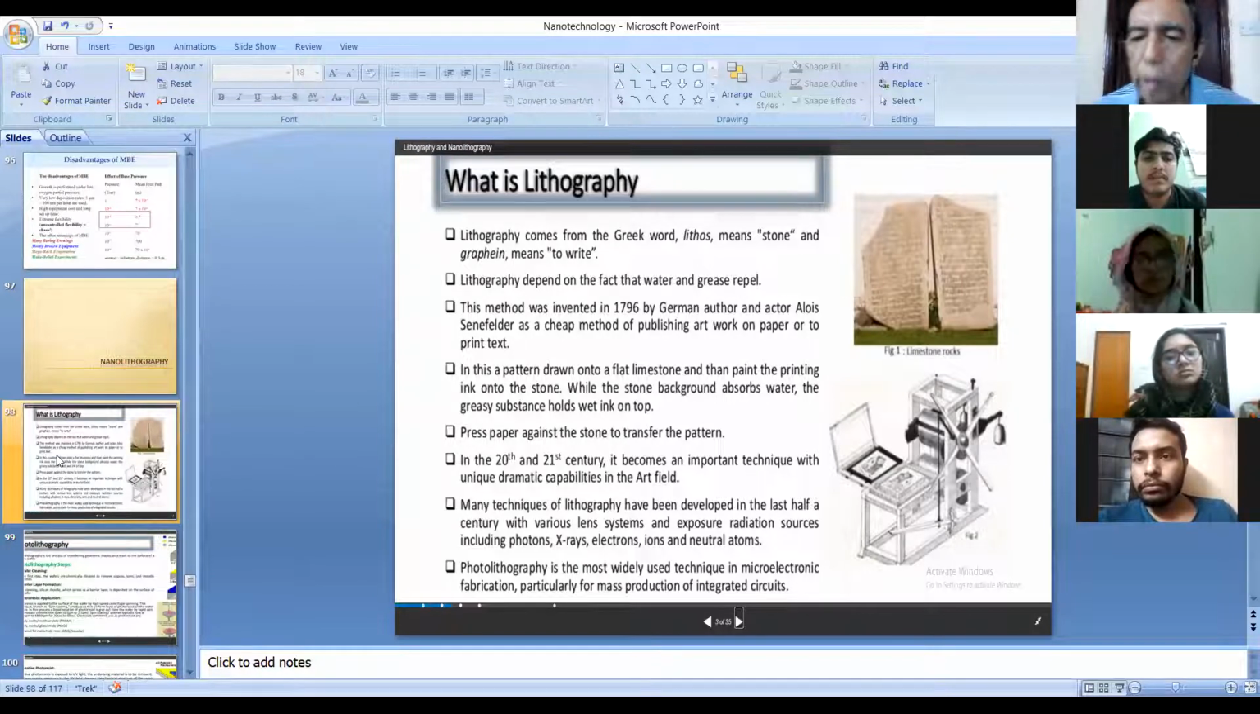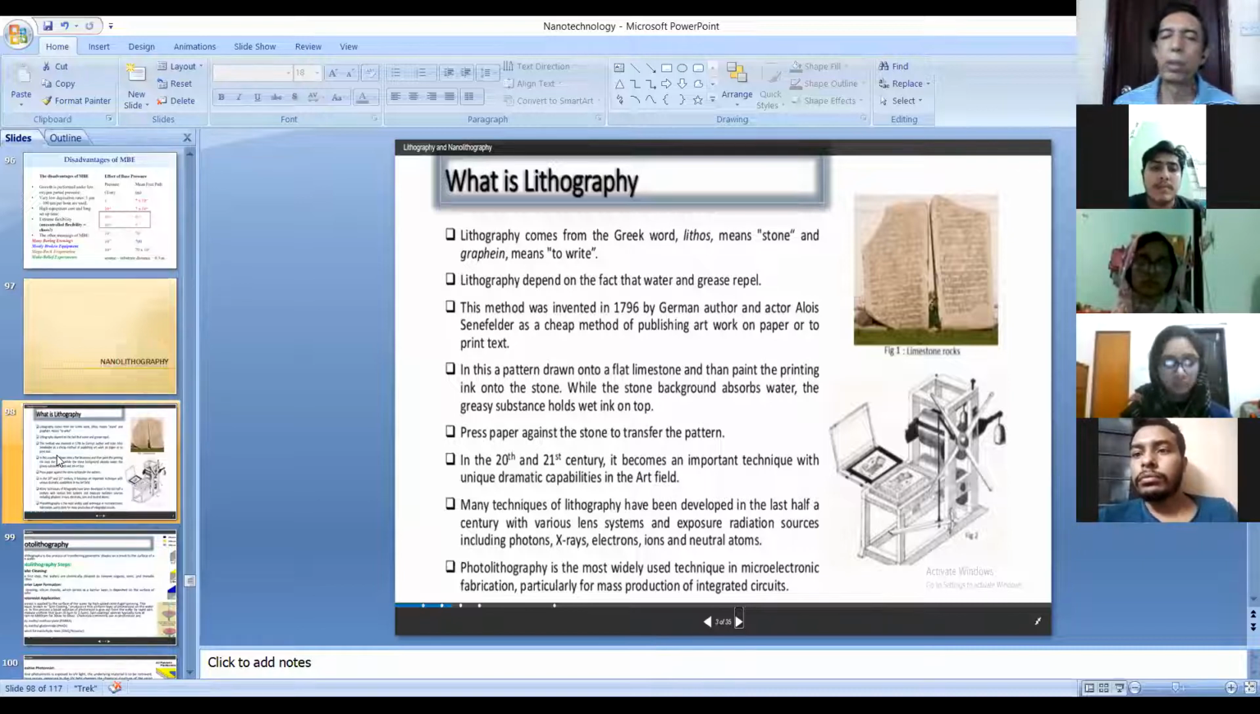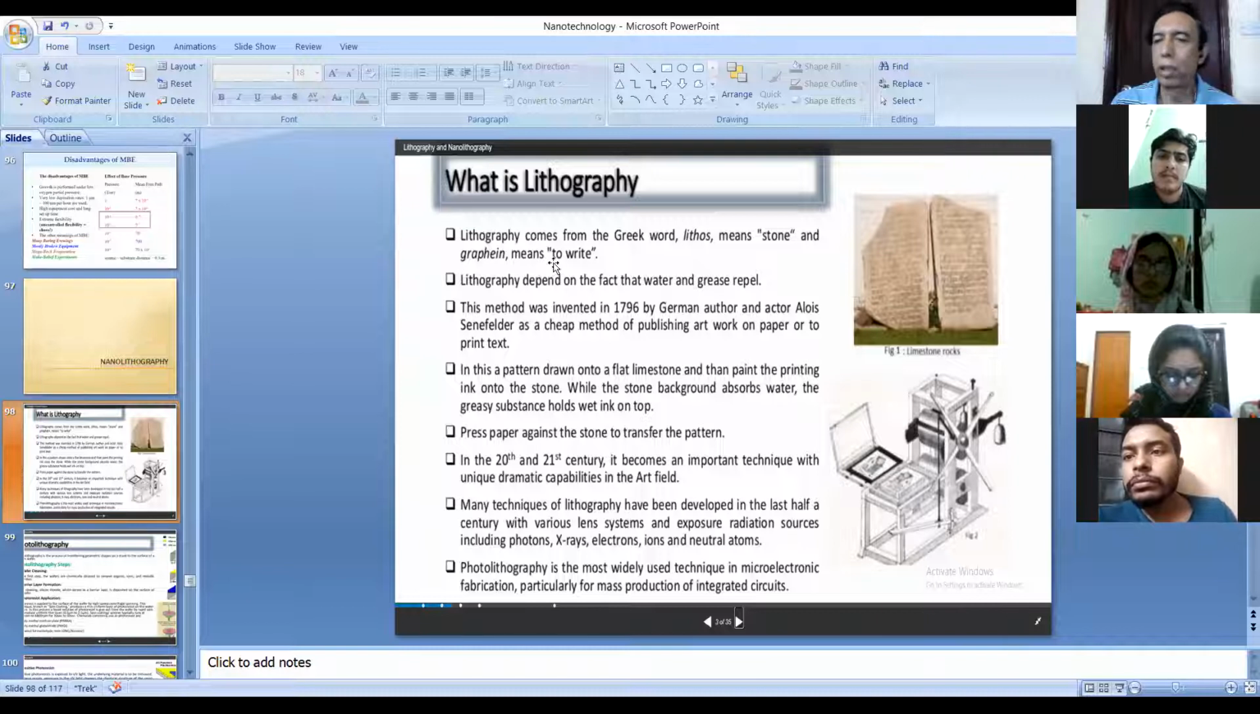Lithography is used in printing. You have seen that in Andorkilda, there are some printing presses and lithoprinting presses. Lithography is associated with printing. The word lithography comes from the Greek words litho, meaning stone, and graphene, meaning write.